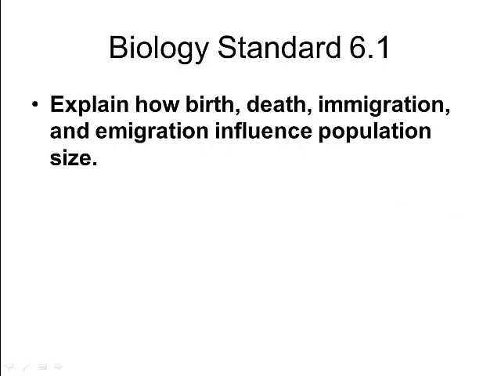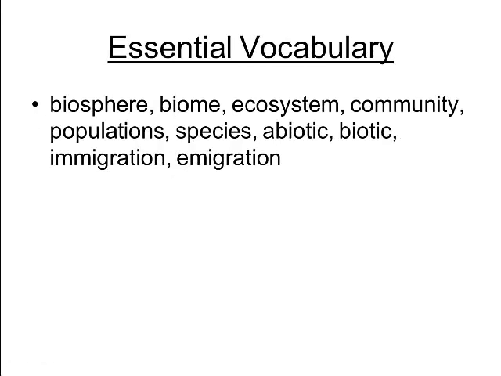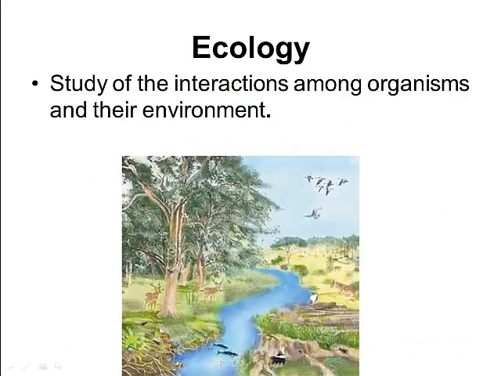Okay, this is a podcast for Standard 6.1, and here we're going to be taking a look at what ecology is, and then we're going to take a look at types of things that will influence population sizes. So we will be able to identify population, and we will describe factors that will influence the size of a population. Before we do that, though, we are going to go over in general what we're going to be talking about in this unit.